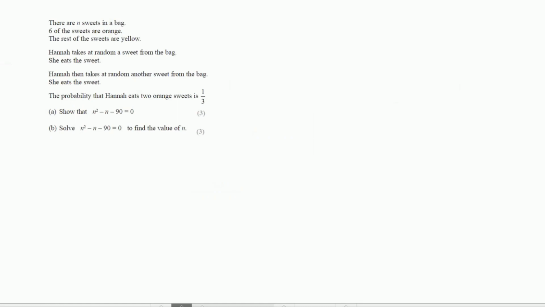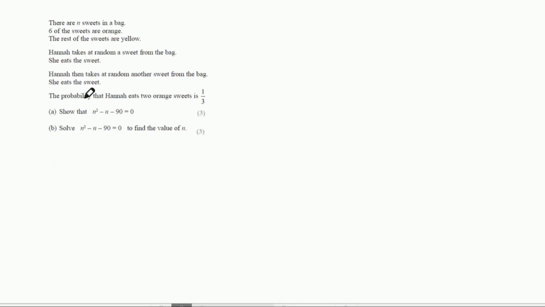It starts by saying there are n sweets in a bag. 6 of the sweets are orange and the rest of the sweets are yellow. Already this is sounding like my kind of question. I do love a good sweet. It goes on to say that Hannah takes at random a sweet from the bag and she eats the sweet. She then takes at random another sweet from the bag and eats that one. The probability that Hannah eats 2 orange sweets is a third. And we have to show that n squared minus n minus 90 equals 0.